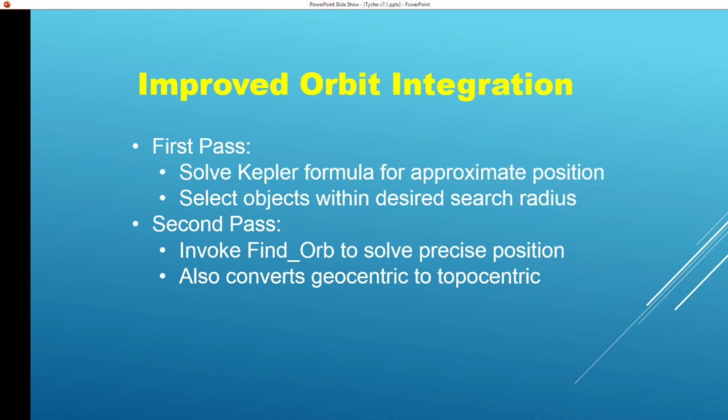But now, with this update, we take it a step further, and we then submit those objects that have been identified as being within or close to the field of view to a modified version of the Find Orb software, which in turn will then compute and solve for a much more precise position of those objects. And it will also convert from geocentric to topocentric coordinates, again in the interest of achieving 1 arcsecond or better precision.